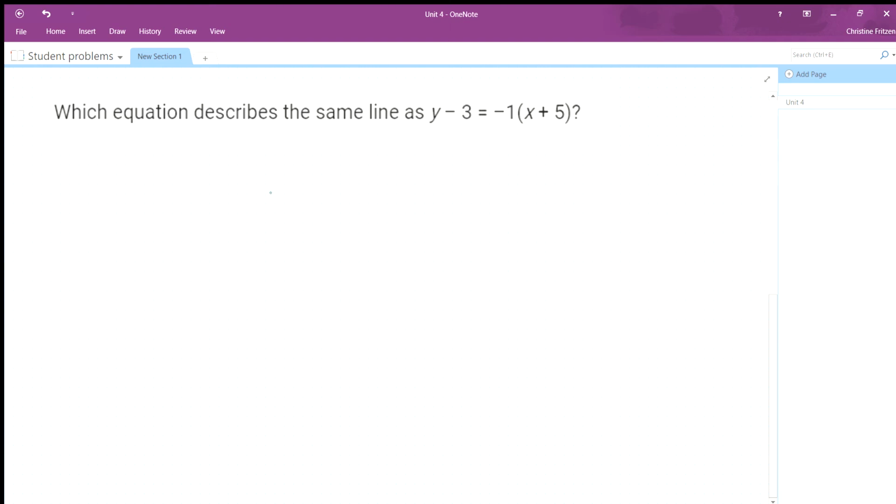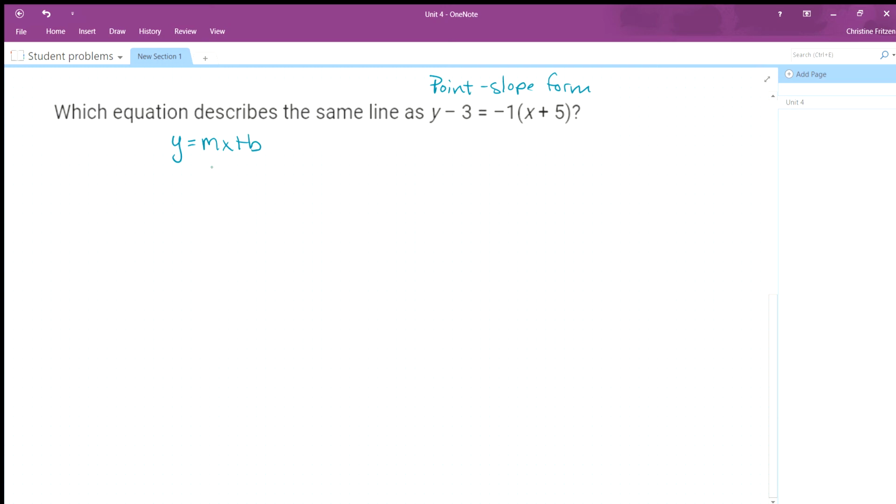Okay, so another type of problem is which equation describes the same line as y minus 3 equals -1 times quantity x plus 5. I said quantity because this is in parentheses, so it's -1 times all of it. So this is in point slope form. And another form that we can get it into is the slope-intercept form, which is y equals mx plus b.